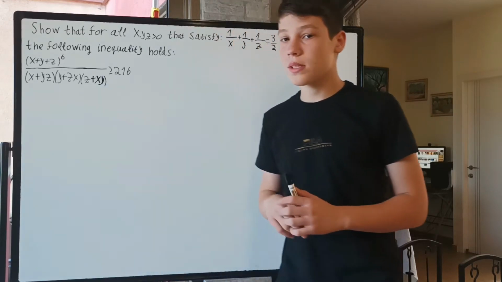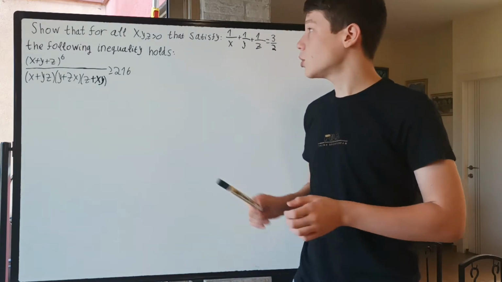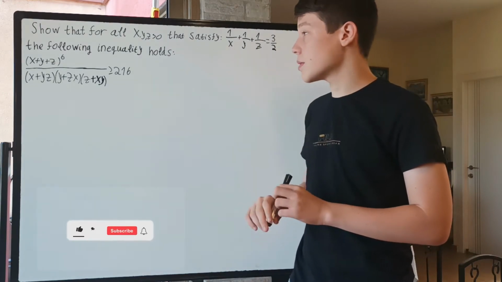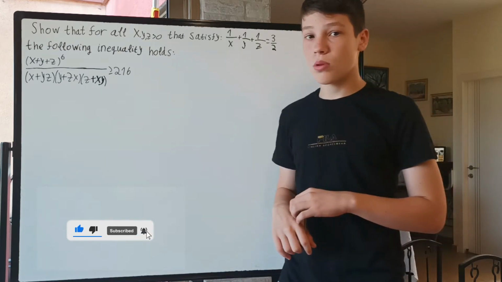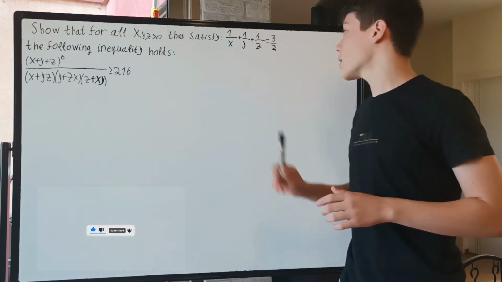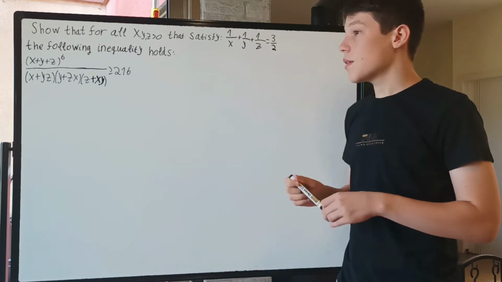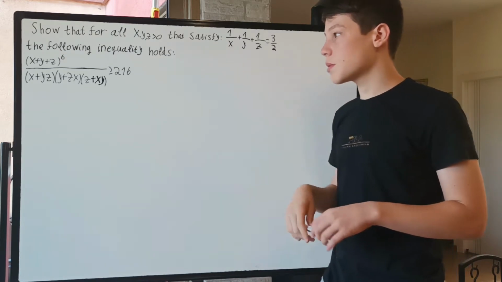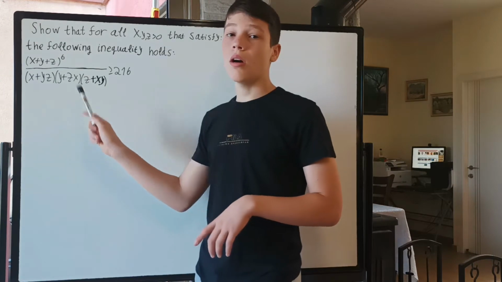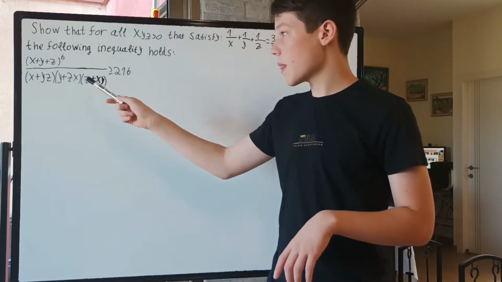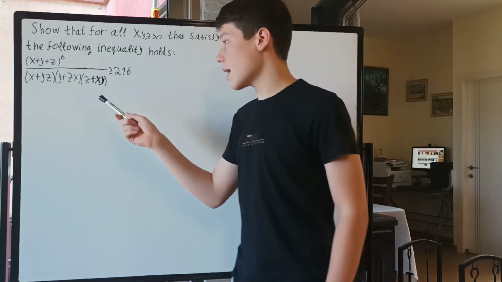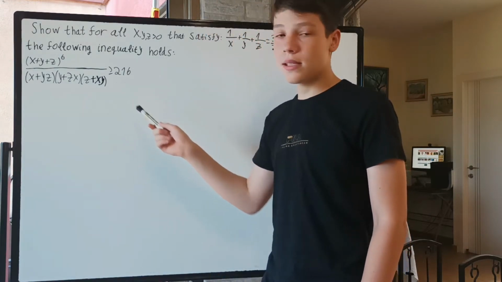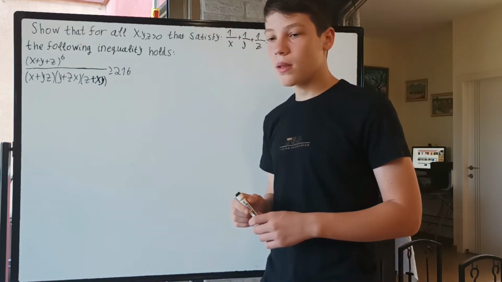Today we're going to prove this inequality. We need to show that for all positive numbers x, y, and z that satisfy 1 over x plus 1 over y plus 1 over z equals 3 over 2, the following inequality holds: (x plus y plus z) to the 6th power divided by (x plus yz)(y plus zx)(z plus xy).